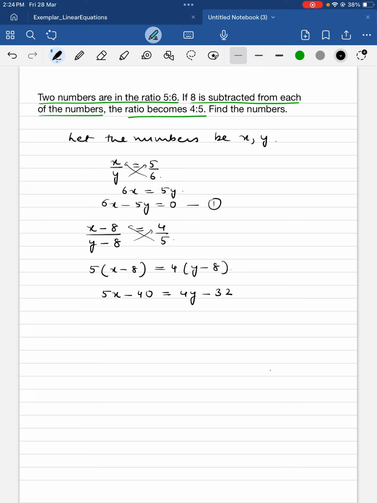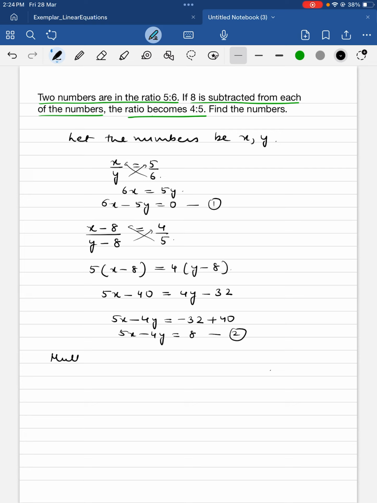Okay, let me rearrange the equation. So 5x minus 4y equal to negative 32 plus 40, or 5x minus 4y now becomes equal to 8. So I have my second linear equation now. We could solve these equations either using the elimination method or the substitution method. Here I will be using the elimination method.